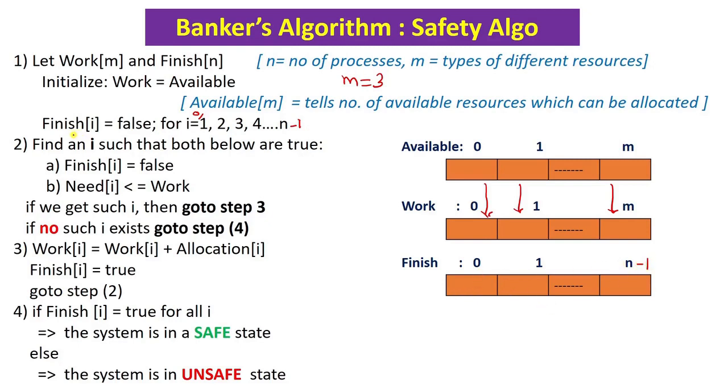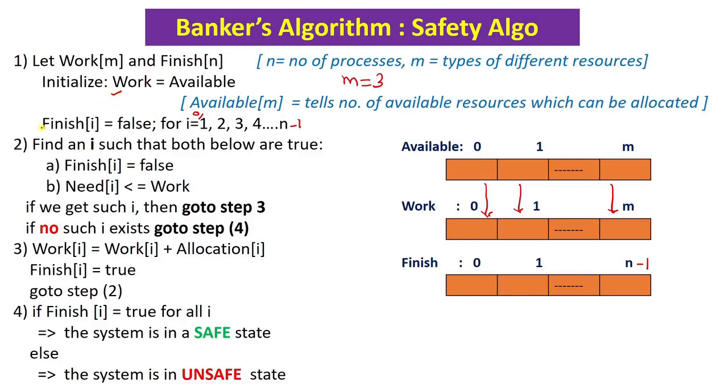And what is the use of this finish array? The finish array just tells me which process has been completed, or the request of which process has been fulfilled. Initially everything will be false because no process request has been completed. When a process request is completed, that false will be changed to true. That we will see.